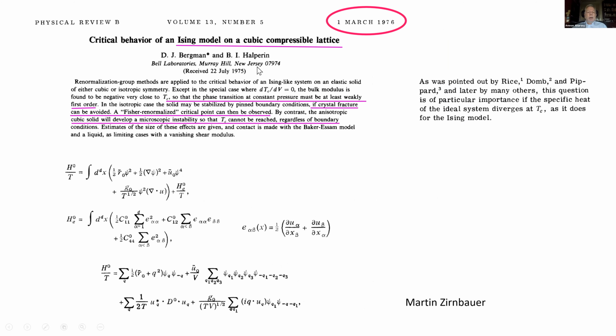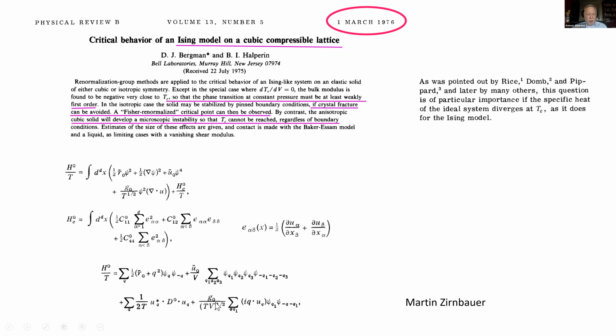So what Bergman and Halperin did, and their paper was much more detailed than the second paper I just mentioned, they introduced the coupling to the elastic degrees of freedom. Indeed, under Fourier transform, as Martin predicted and as Slava predicted, the derivative of the displacement by the location generates a Q factor. So there are extra factors of Q all over the place, and that generates terms in the Hamiltonian which involve Q times U times psi times psi.